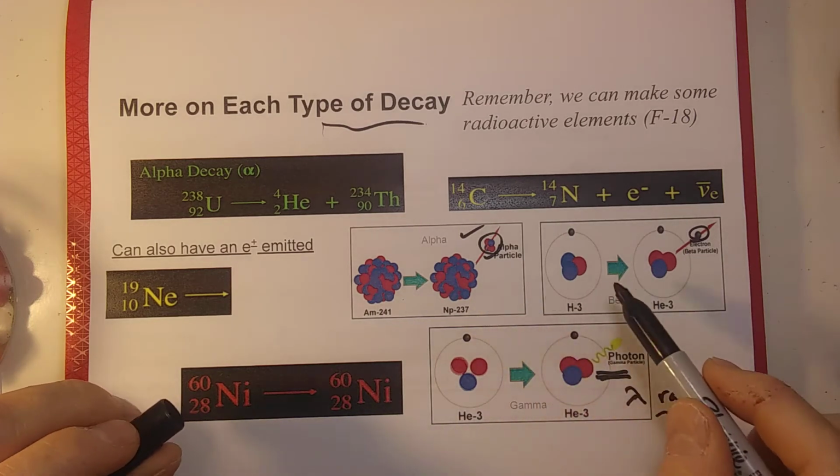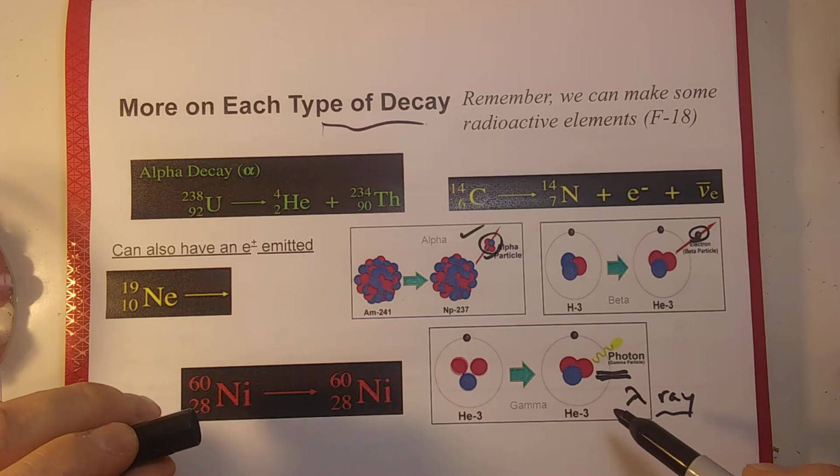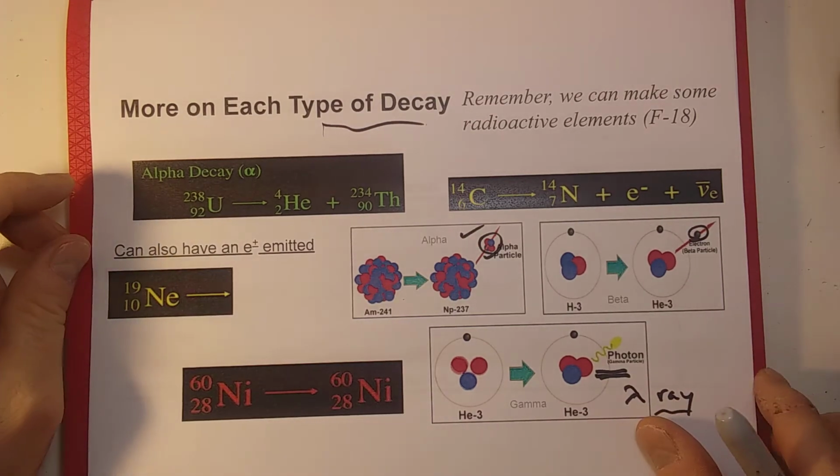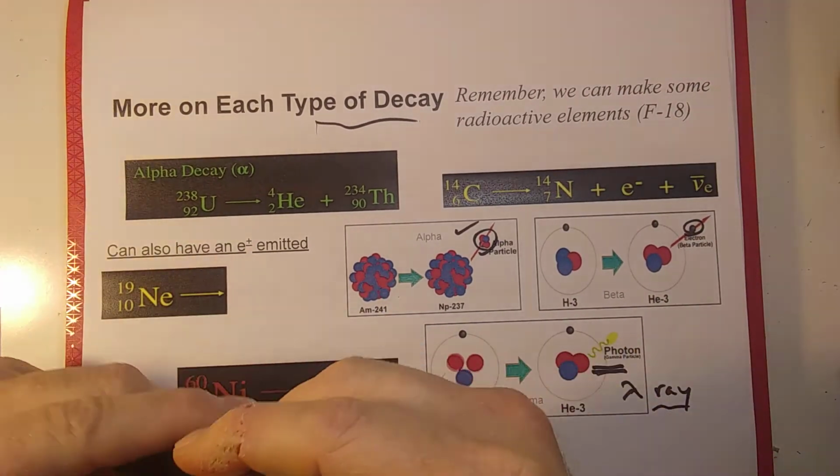Alpha can't get through skin, beta barely gets through skin, and gamma goes all the way through your skin to the other side of your skin layer. And it stops every now and then along the way and drops its energy in a very, very big way.